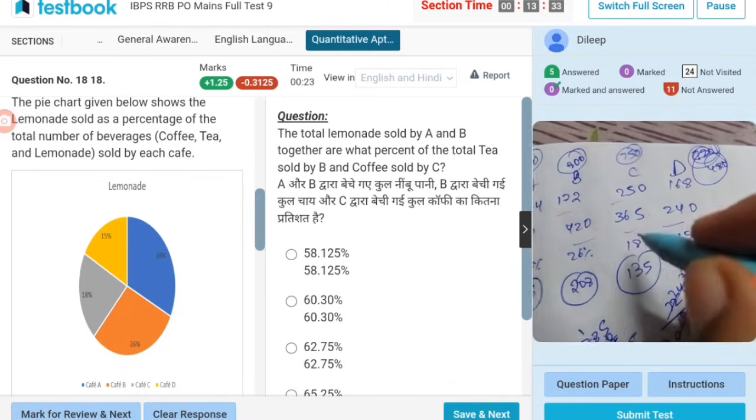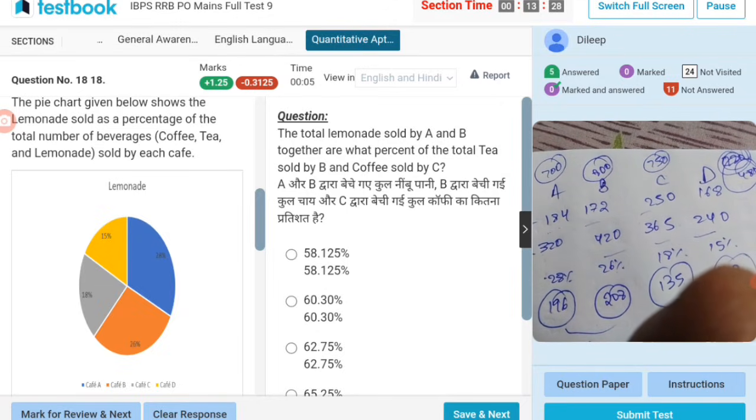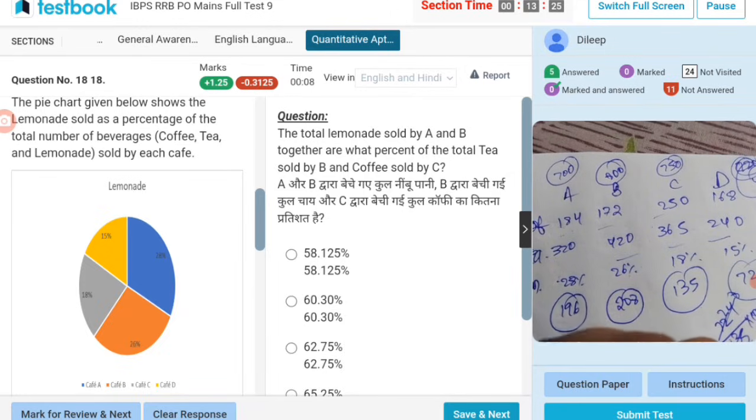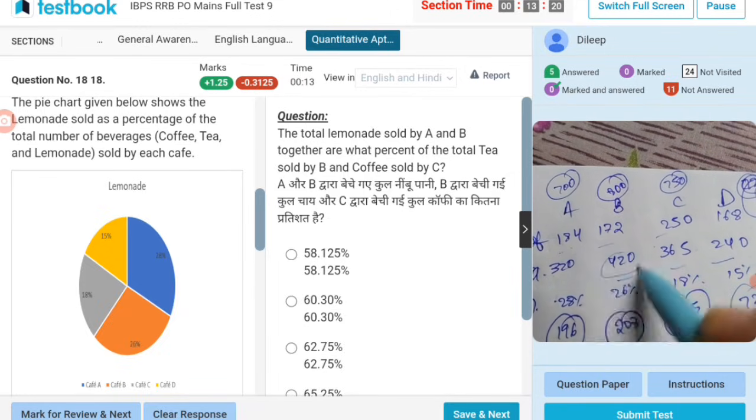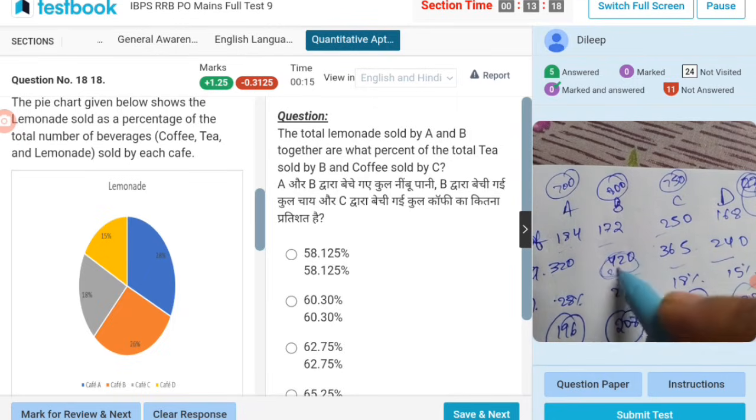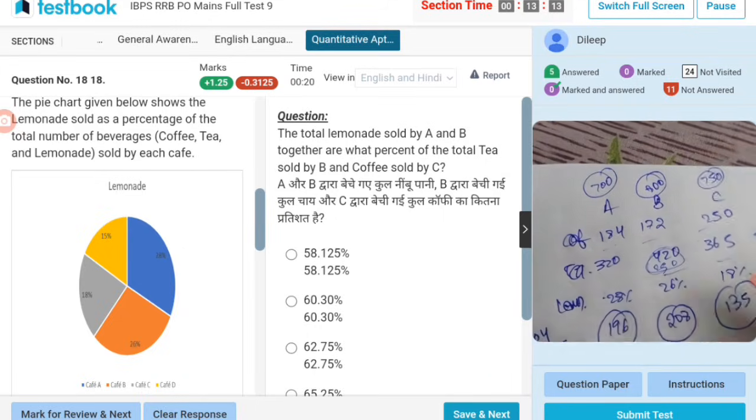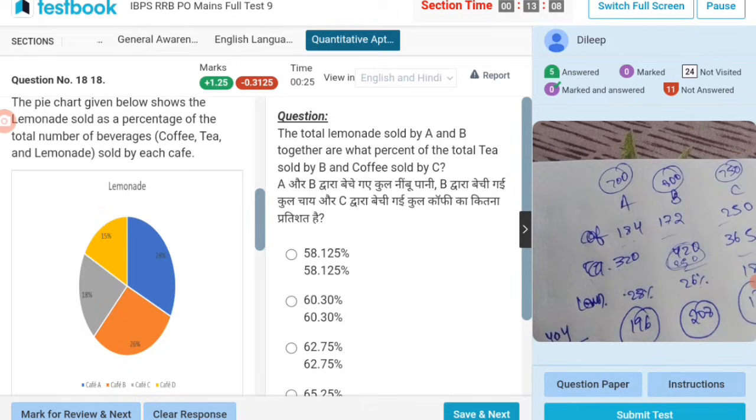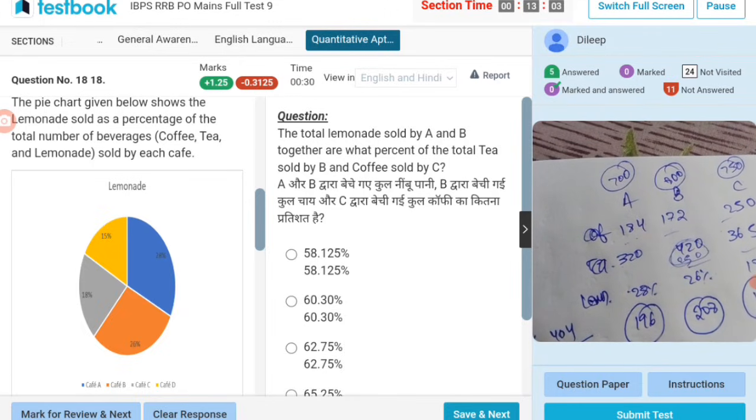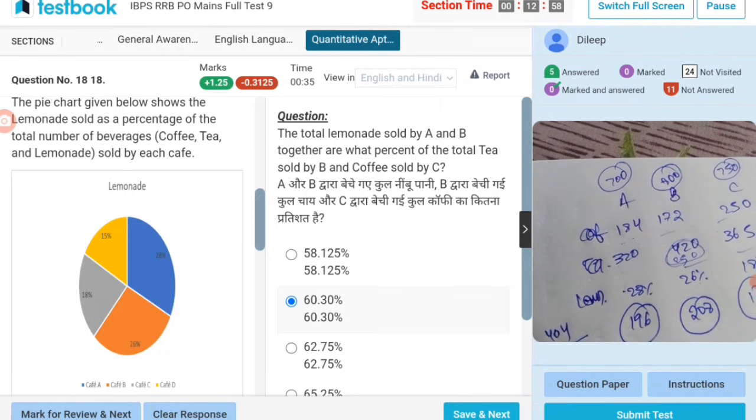Next, luminoids of A and B. Total tea sold by B, coffee of C. So 07670. So 6402, 60 point.